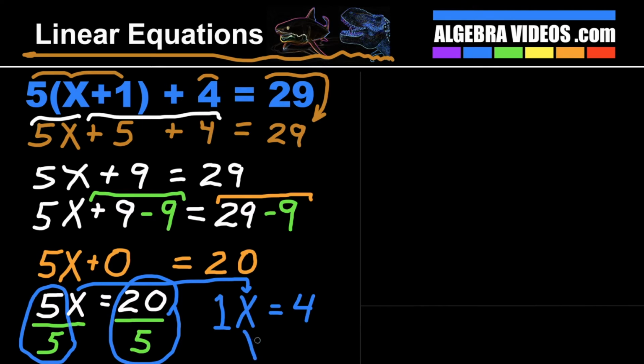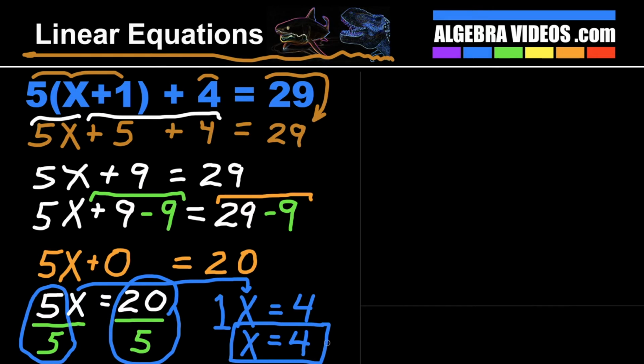So our solution is x equals 4. 1x and x are the same, right? So I don't need to rewrite that. So when I write our final solution, I'm going to draw a rectangle around it just to show that's our answer. And we're done. We can stop right here.